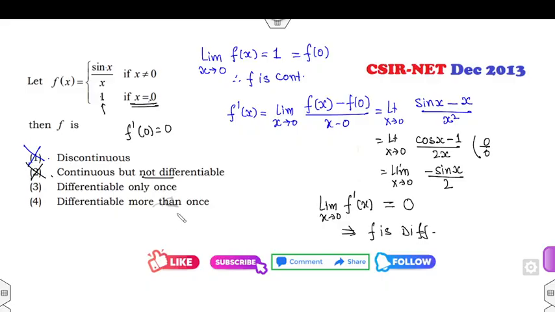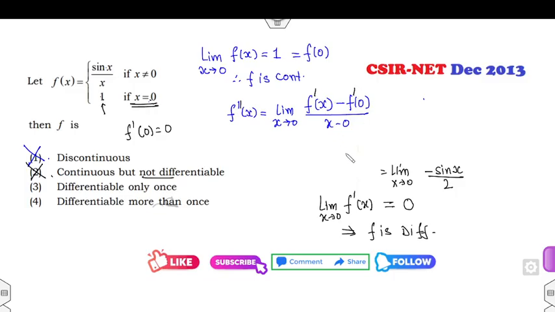Now the function is differentiable more than once. How can you check about more than once? I can again apply the same definition. Fine. Now in that case, it will be my second derivative. It is the first derivative. Fine. Now what is the value of this f dash x? I can see what is the f dash of x.